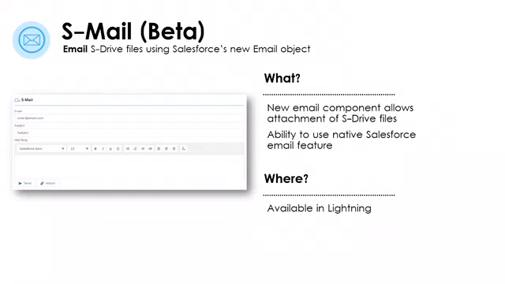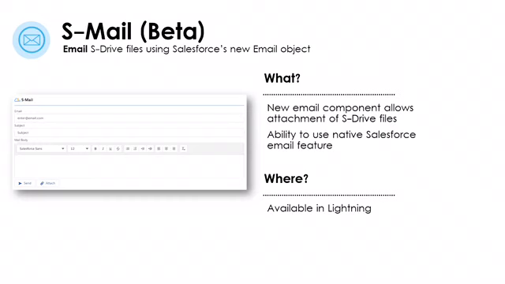So with Lightning, Salesforce has a new email object, and Salesforce truly transformed the way you can email with this new object and make it an actual experience similar to Gmail or Outlook. They call this enhanced email. So seeing what it is capable of, some of our customers wanted to send emails with S-Drive files, and that's why we started building this component that marries the Salesforce enhanced email feature with S-Drive files. And we are calling it SMail for now.